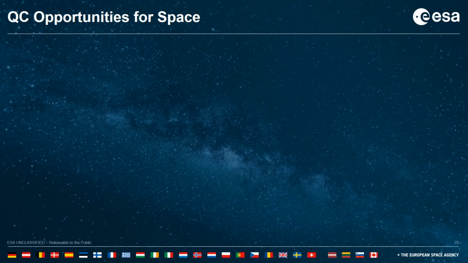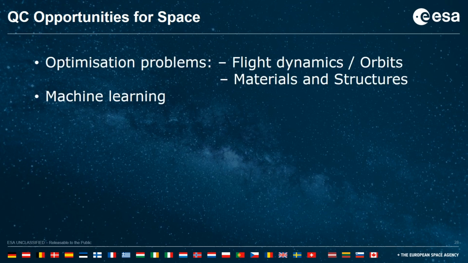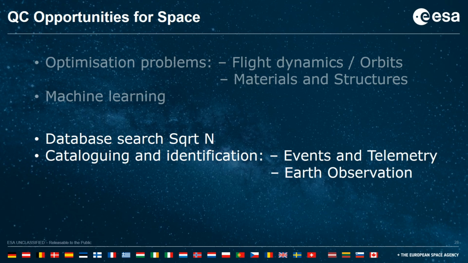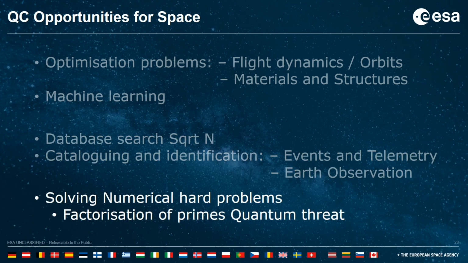So what can we use quantum computing for in space? Let's see. We're thinking we could use them for optimization problems, flight dynamics, orbits, multi-planet orbits, when you do 3-body problems type things, optimizing materials and structures, machine learning, optimizing database searches, especially if we're cataloging and identifying events in telemetry, or if we're categorizing different types of Earth observation products. And the obvious one, solving numerically hard problems. An example would be factorization of primes and trying to work through the quantum threat.